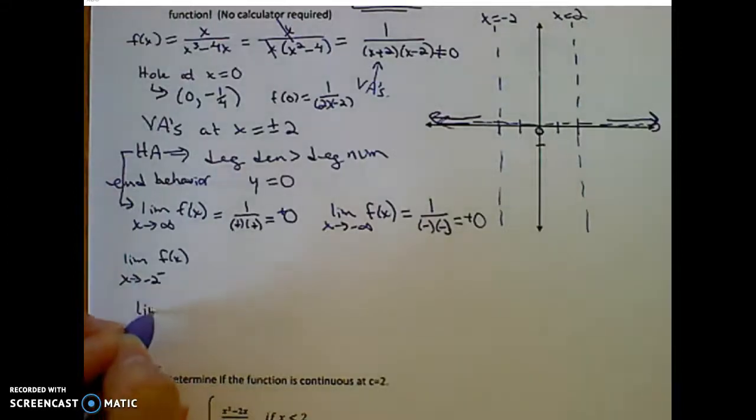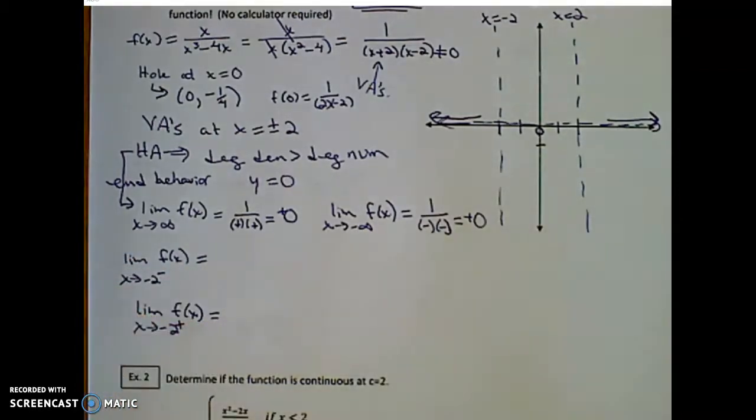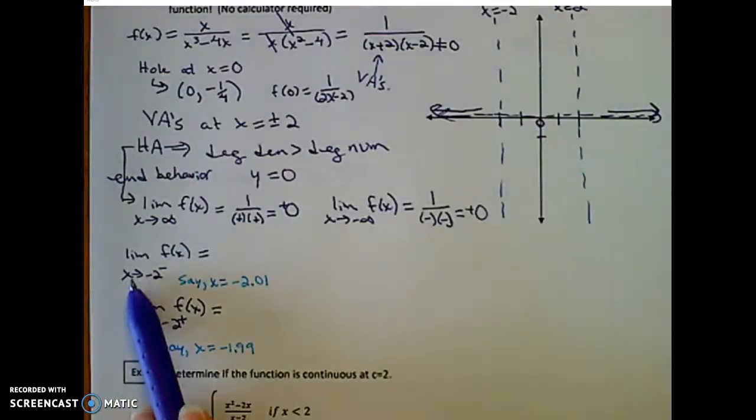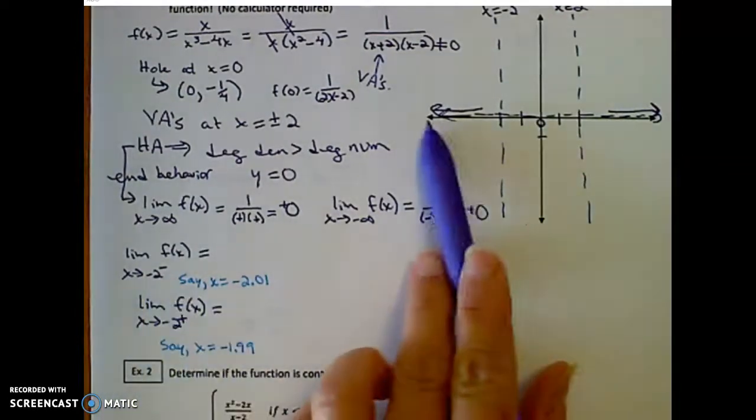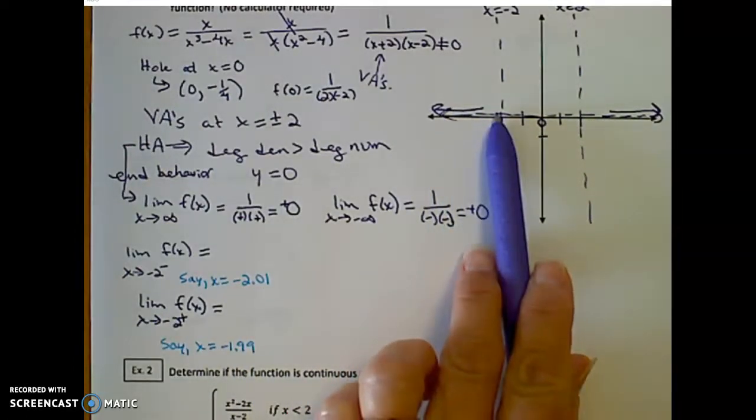Or what is the limit as x approaches negative 2 from the right of this function? Okay, let's think about function values if we could. As x values approach negative 2 from the left, let's say negative 2.01, getting really close to negative 2, but from the left.